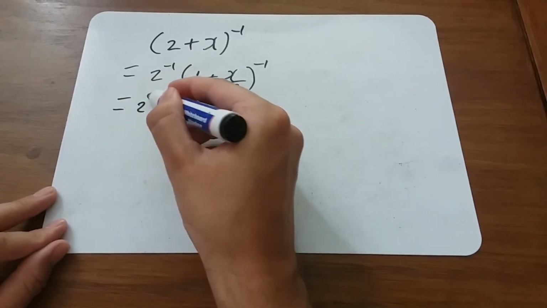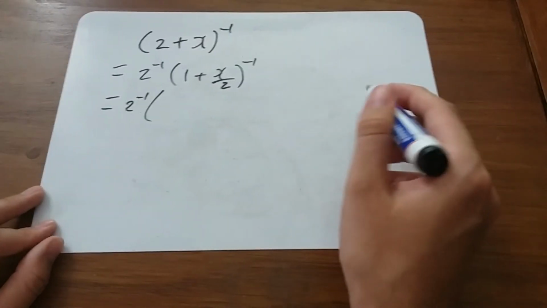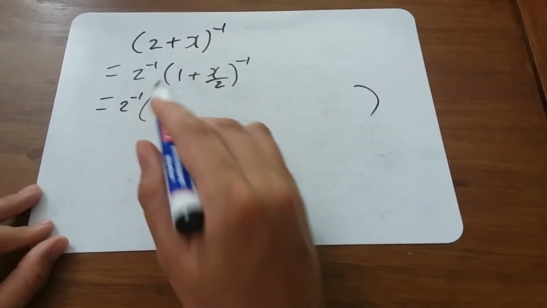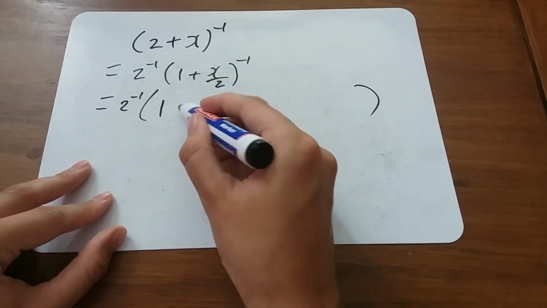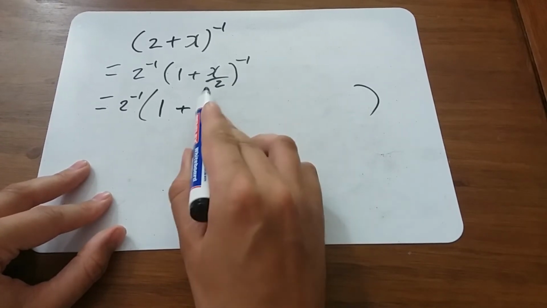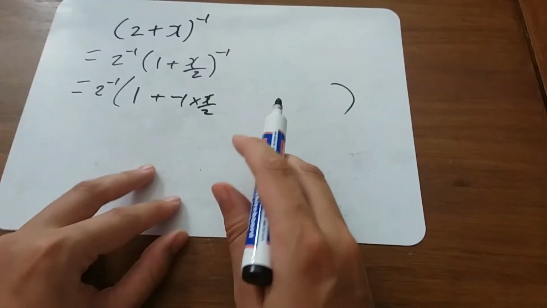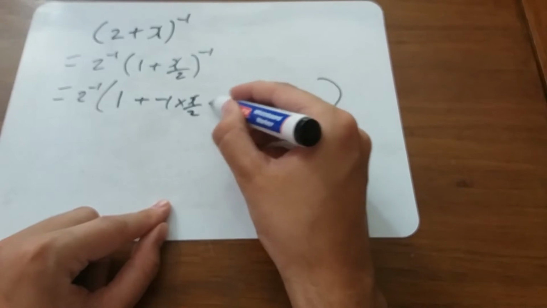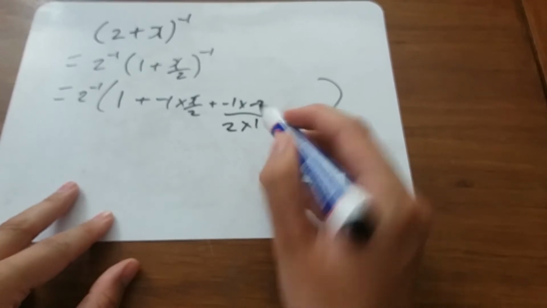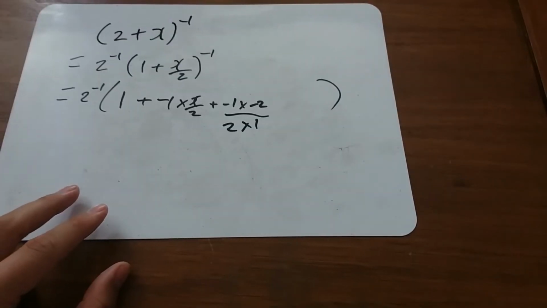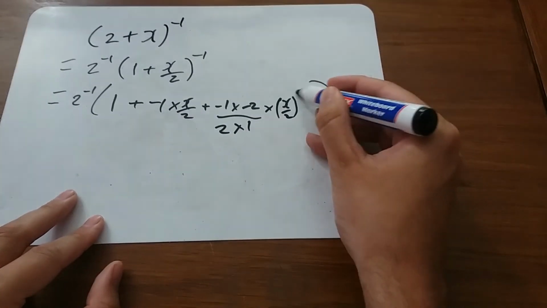Okay, well that's 2 to the minus 1 of whatever the expansion of this is. So we can do this expansion and we'll just pop it in a big bracket here, and then we'll worry about the 2 to the minus 1. Okay, first term is always 1. Next one is whatever n was multiplied by this thing, so minus 1 times x over 2. Right, next one, it would be minus 1 times minus 2 over 2 times 1, multiplied by this thing over here, x over 2 all squared.